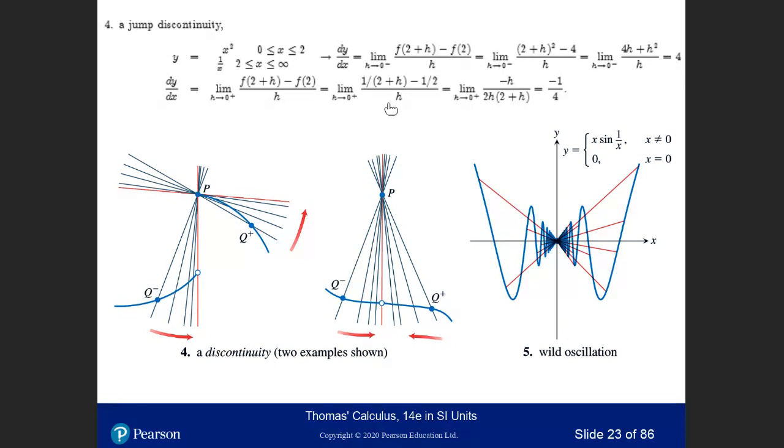And here, when you approach from the right-hand side, that's the function 1 over x. So that's 1 over 2 plus h minus 1 over 2, because at x equal to 2, 1 over x is 1 over 2. And if you equate the denominator, you have minus h divided by 2 times 2 plus h. So h's cancel out, you have minus 1 over 4. And so if you have a jump discontinuity, you don't have differentiability.